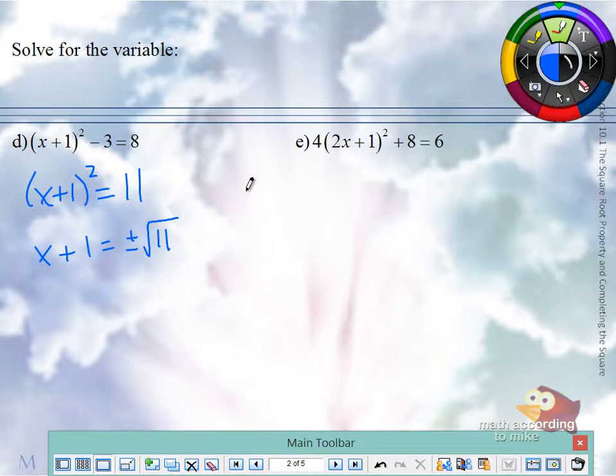But now we have an additional step. Remember, our goal is to solve for x. We're currently adding 1 to x. We got to subtract the 1. Put that number in front of the plus or minus.